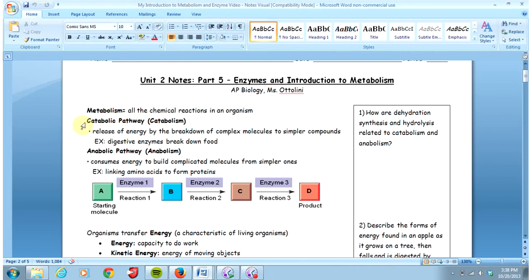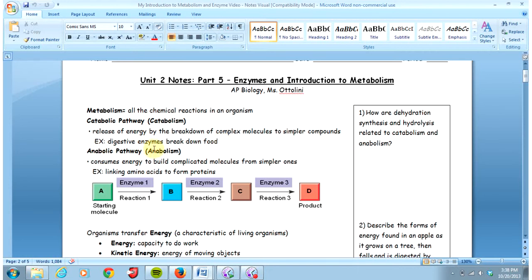A catabolic pathway is a component of metabolism that involves the release of energy by breaking down more complex molecules into more simple molecules. For example, when digestive enzymes are used to break down food. An example of a digestive enzyme is amylase. It's secreted in our saliva in our mouths, and it helps to break down starches, which are complex polysaccharides.